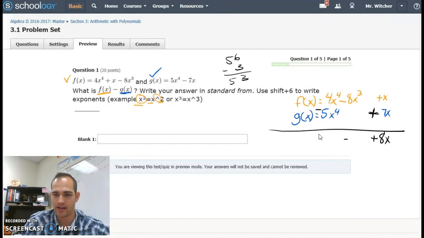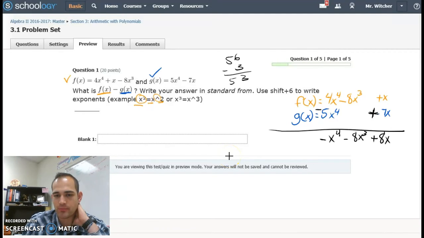Then I have a negative 8x cubed. And then I have 4x to the fourth minus 5x to the fourth is negative 1x to the fourth. And again, I don't have to write it because it is the multiplicative identity.